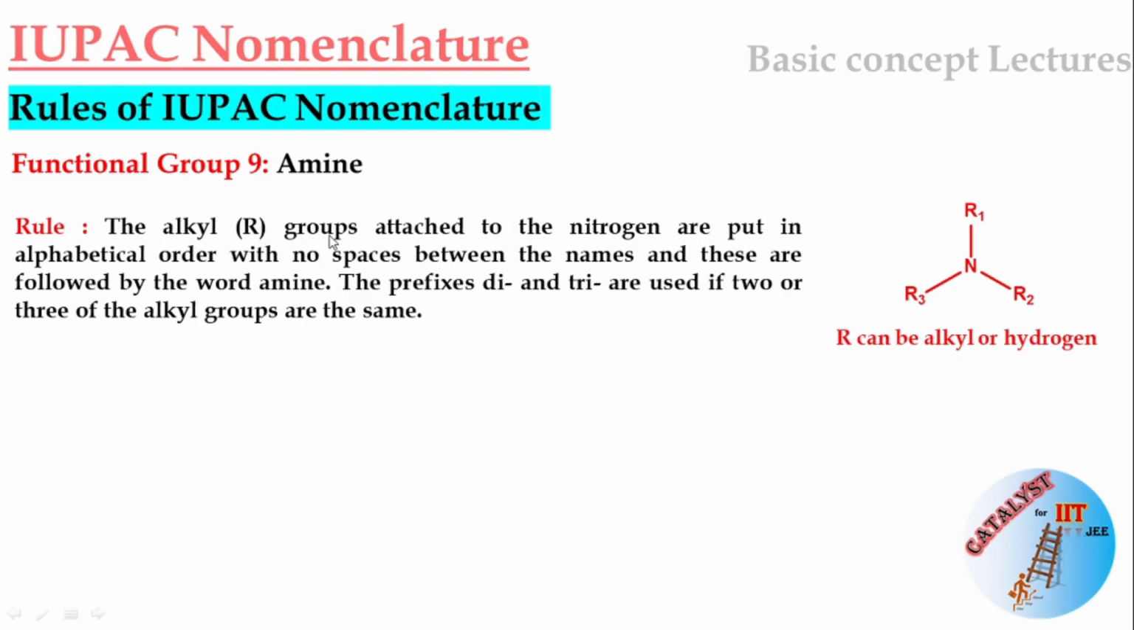So the rule for the nomenclature of this amine is that the alkyl groups attached to the nitrogen are put in alphabetical order with no space between the names, and they are followed by the word amine. Okay, if two or more substituents are the same, then you have to add the di-, tri- prefix. So this is the first example, in which all three substituents are different, so you need not add this di-, tri- prefix, and you have to write all the substituents in alphabetical order.